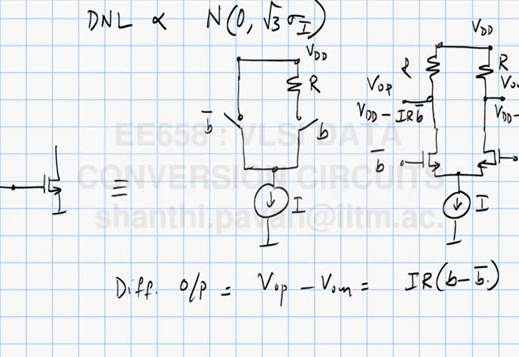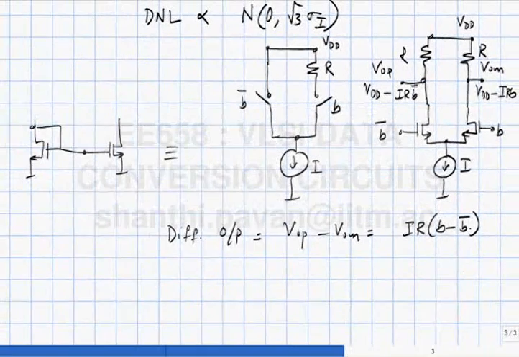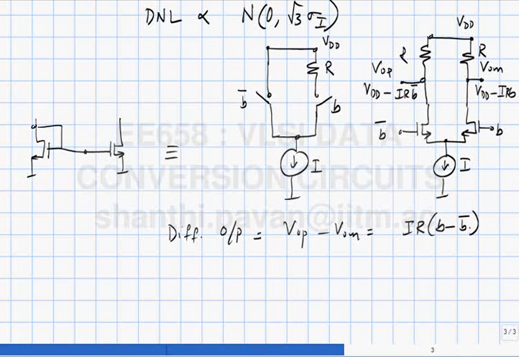So this is the simplest possible unit cell of a 1 bit D to A converter, fully differential. Now if I wanted to make a binary weighted DAC, what would I do?